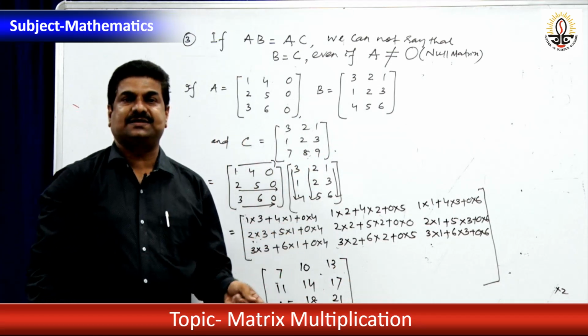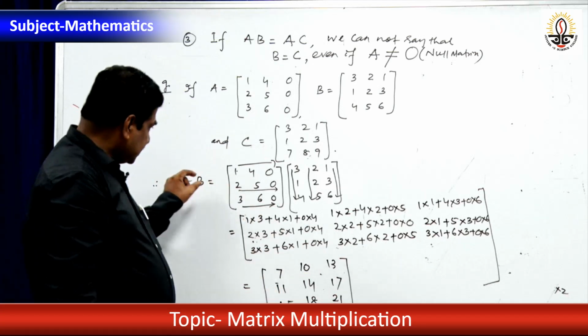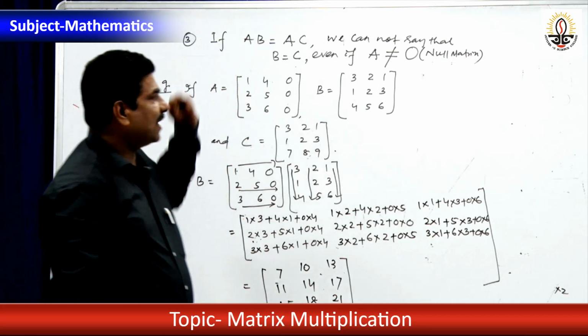So this is a matrix of order 3 by 3. This value is equal to AB. Again we have to find AC, dear.